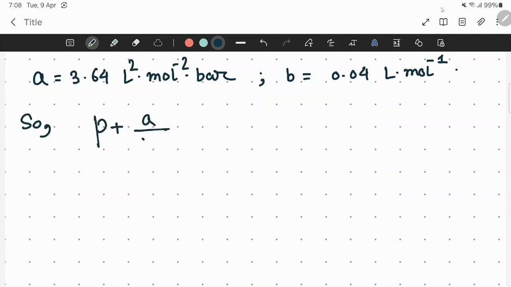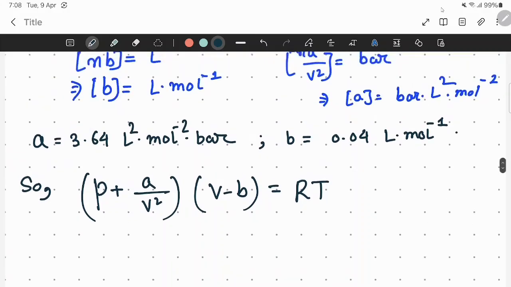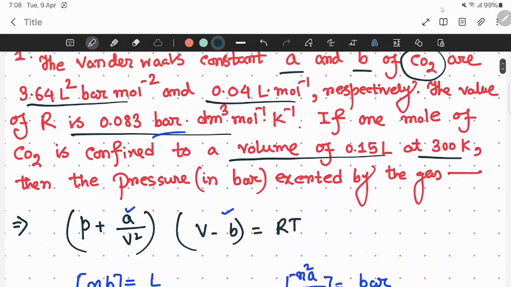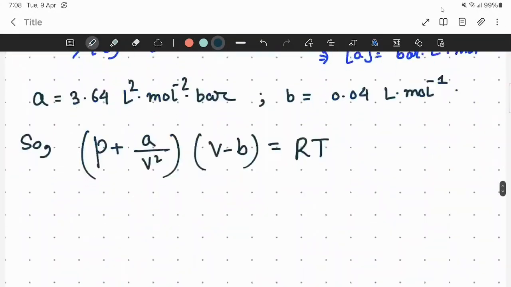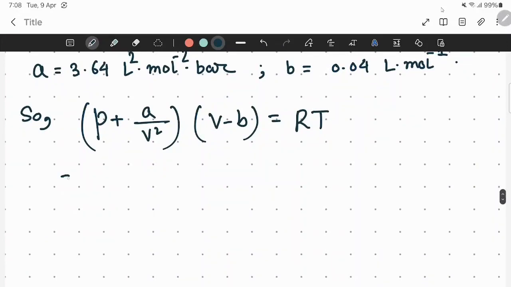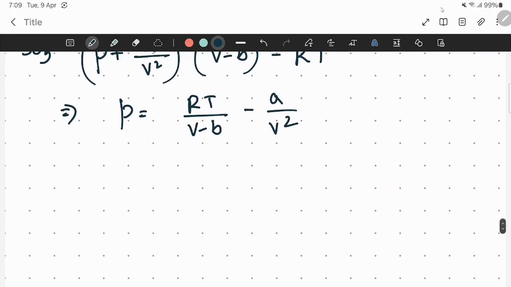P plus A by V square into V minus B is eventually RT. R is also given, T is known, B is also known. So what will be the formula then? P equals RT by V minus B minus A by V square. You can directly write it.